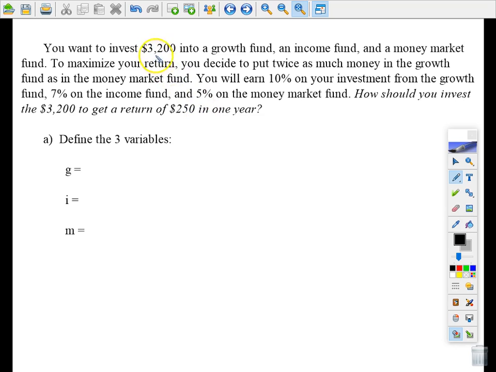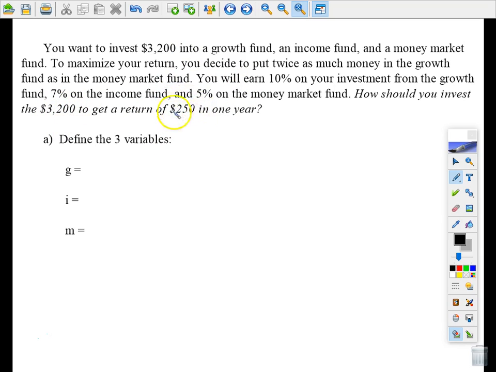So that's always the reason for investing, to take our money and hopefully let that money make us more money. So we've got 3 investments, and we've got some information here, and we'll come back to that in just a second. The bottom line question we're supposed to answer is, how should you invest this $3,200 in order to get a total of $250 back? So you're going to get all of this back at the end of the year plus $250.